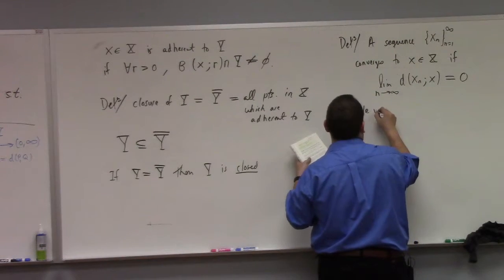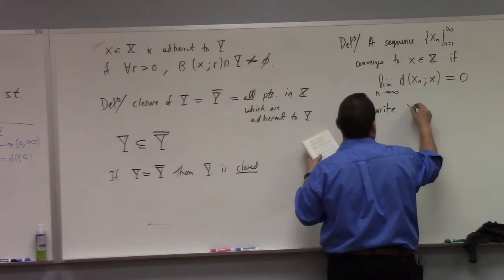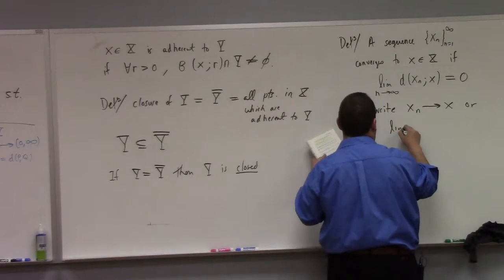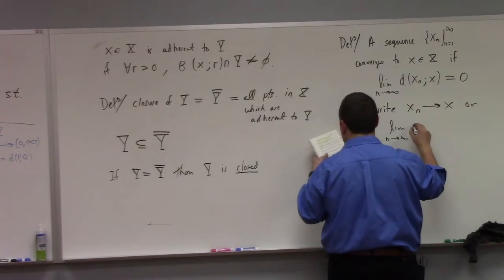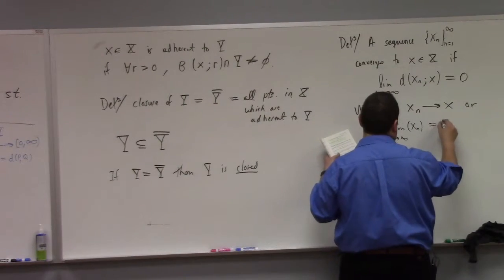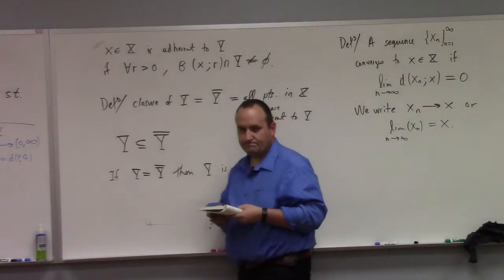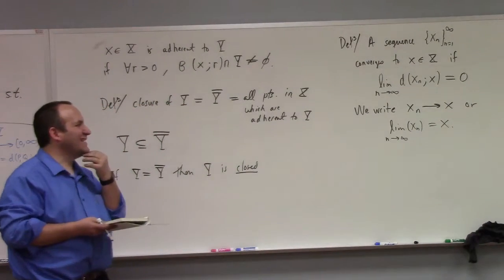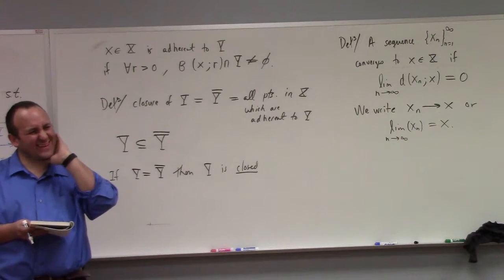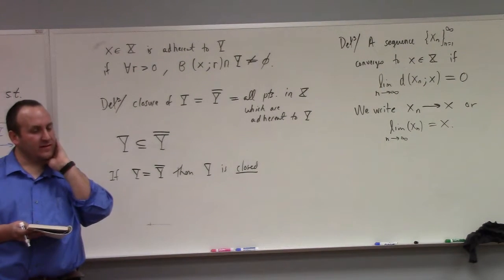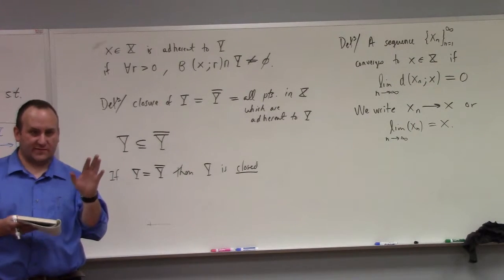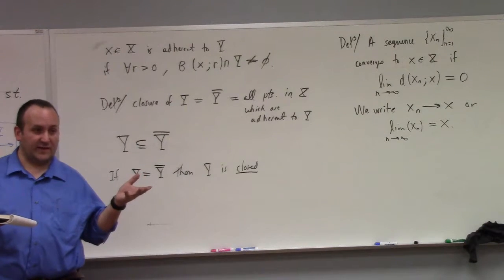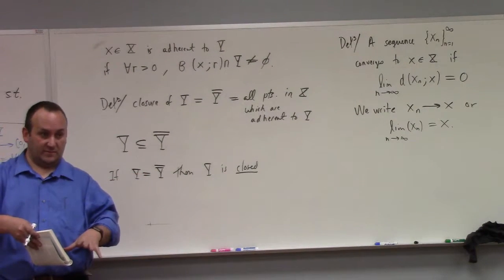We write, in this case, xn goes to x, or the limit as n goes to infinity of xn equals x. Now, you're like, that's not a definition because we didn't define limit as n goes to infinity, right? So here he's assuming that you know the definition from calculus 2. Because what is d of xn comma x? That's a sequence of real numbers, right?